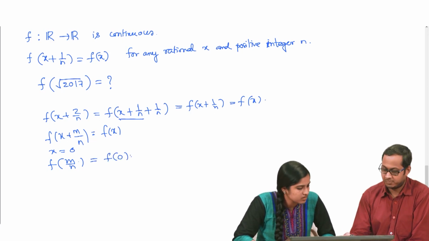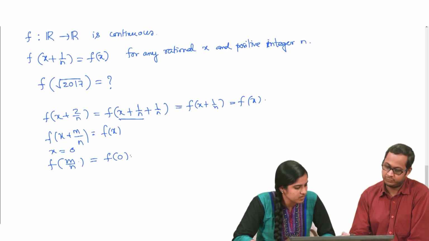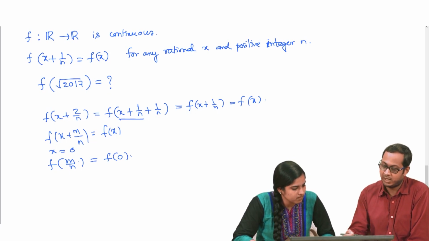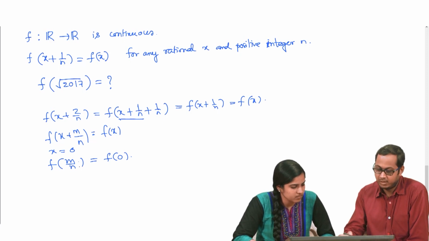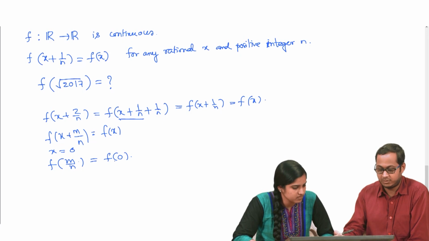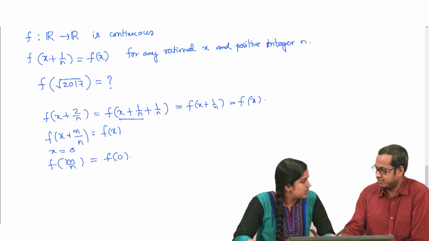For any positive rational number m by n, we have f of m by n equal to f of 0. So now we have to do it for the negative numbers.